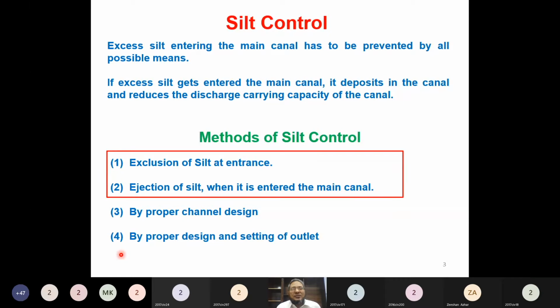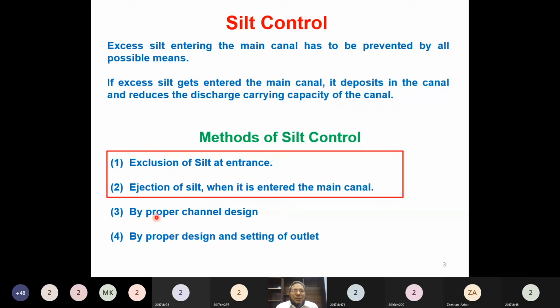These are the 4 methods to control the silt. Number 1, exclusion of silt at entrance. You know, at entrance, when the water is being entered in the main canal, then some of the silt is excluded. And the second is ejection of silt when it is entered the main canal. So ejection means initially we allow entry of the silt or sediments into the main canal, but immediately after a few kilometers we provide a silt ejector, and that extra silt is basically we offtake and we discharge it on the downstream of the barrage in the same river.